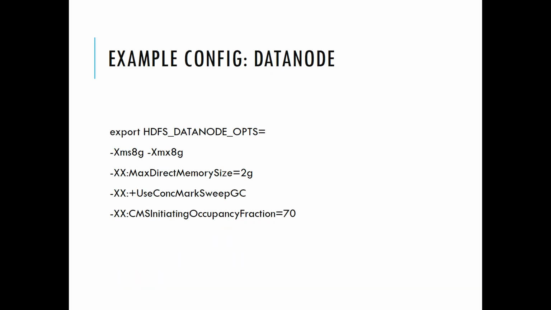This slide shows a sample JVM configuration for the DataNode. We allocate 8 GB of heap using Xms8g and Xmx8g. We allow up to 2 GB of off-heap direct memory. We choose a CMS garbage collector and tune the initiation fraction to 70%. This setup suits clusters with moderate to heavy block-level activity.